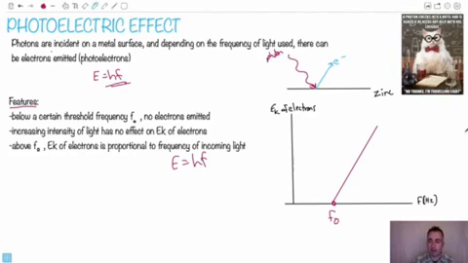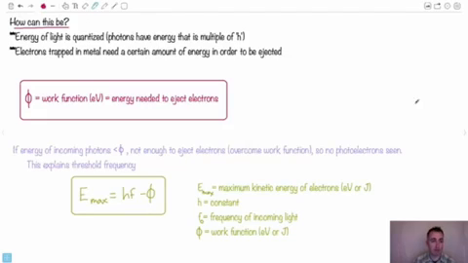So along came a really clever guy by the name of Einstein. I'm sure you've heard of him. And he figured out the reason, among other things. He figured out, well, first of all, the energy of light is quantized. That means photons have energy that's a multiple of h.